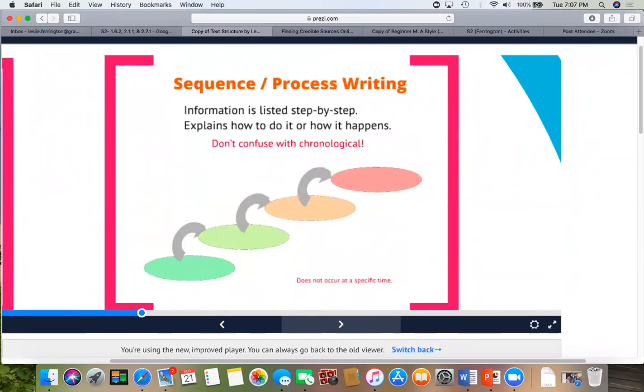Sequence or process writing is where you're going to look at information step by step. It's going to explain to you how to do something or how something happens. It's not the same as chronological, which is usually a story. The sequence or process writing is usually in nonfiction. It usually gives you how to do something. It does not have to occur at a specific time. It can be just any kind of, this is how this order happens.